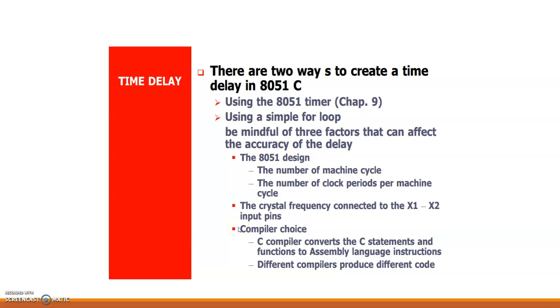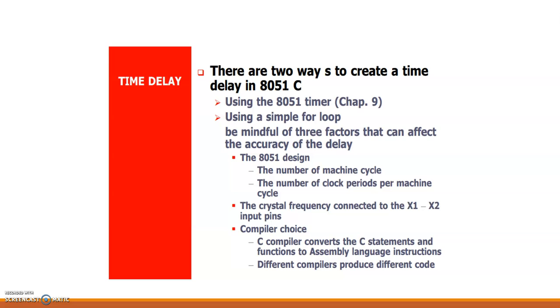Time delay. There are two ways to create a time delay in the 8051 microcontroller. One way is the software delay, and the second one is using the timers. When we study the architecture of the 8051, we see there are two 16-bit timers. We can use these timers to generate the time delay, or else we can use a software time delay.